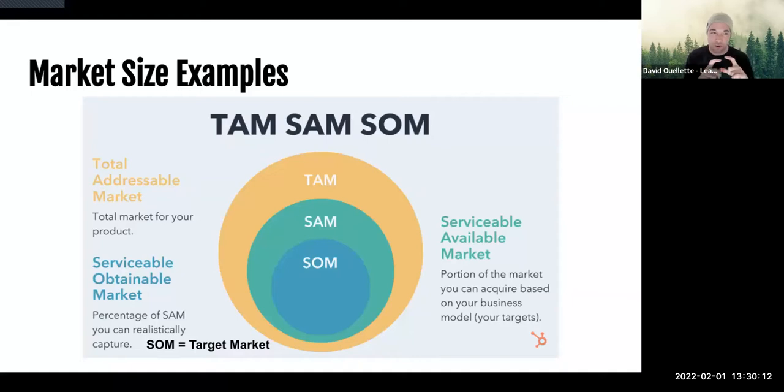But what we're really looking for is the SOM. This is your target market. This is the most niche down group of individuals. This is the percentage of the serviceable available market that you can actually realistically capture in the next year or two. So, obviously we have aspirations to get to this larger level up here, but usually when you start a business, when it's a new startup, you're just trying to focus on this small niche target market. When you're out there doing your research, you might find numbers that are more related to this, but we challenge you to see if you can make a prediction as to what the serviceable obtainable market is.